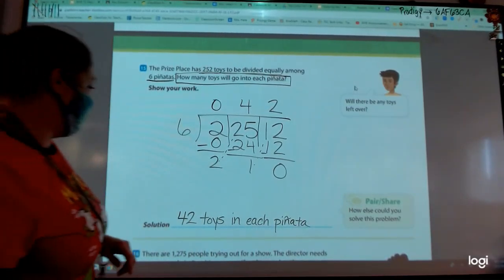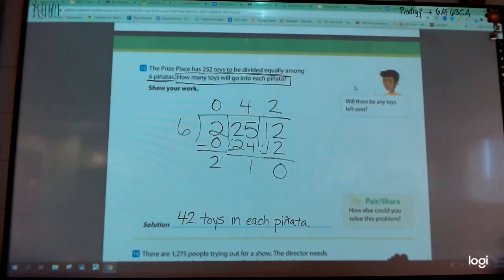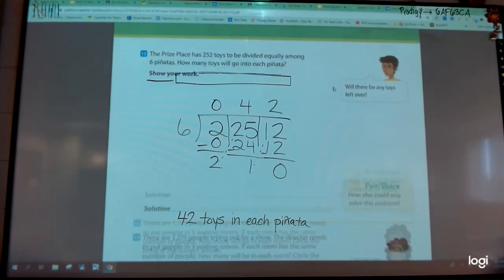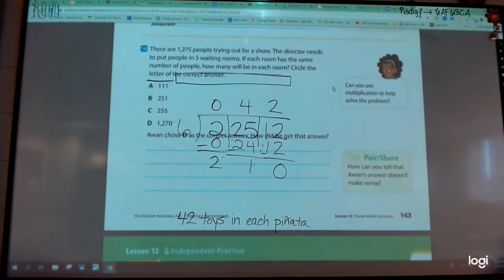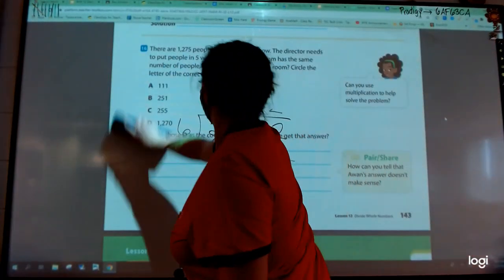Okay. I'm going to scroll down the page if someone wants to start reading number 16. Cadence? There are 1,275 people touring Nova Croatia. The director needs to put people in 5 waiting rooms. If each room has the same number of people, how many will there be in each room? Circle the letter of the answer.